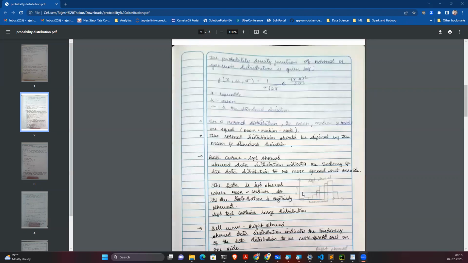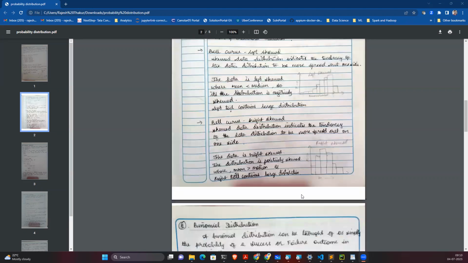Then in right skewed data, the distribution indicates the data is more spread out on one side, that is right. The distribution is positively skewed, where the mean is greater than the median. We will say it has right skewed data, and the right tail contains the large distribution.